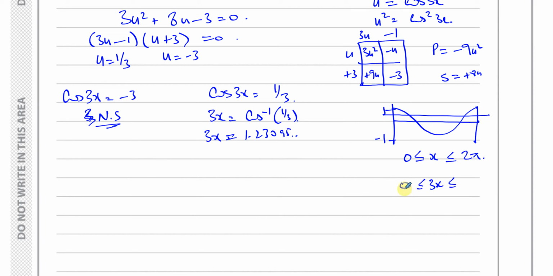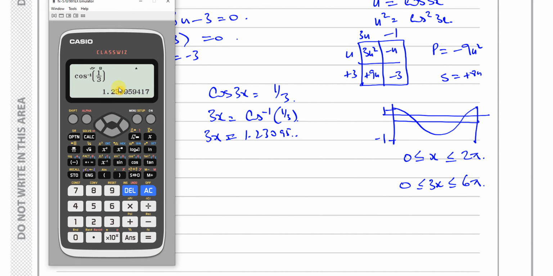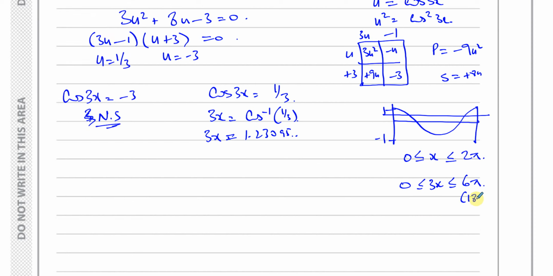So the 0 times 3 is still 0, but 2 pi times 3 is 6 pi. Which means we've got to collect all the answers between 0 and 6 pi. Okay, and here's our first answer, which I'll store as A. Now, 6 pi is equal to 18.85.